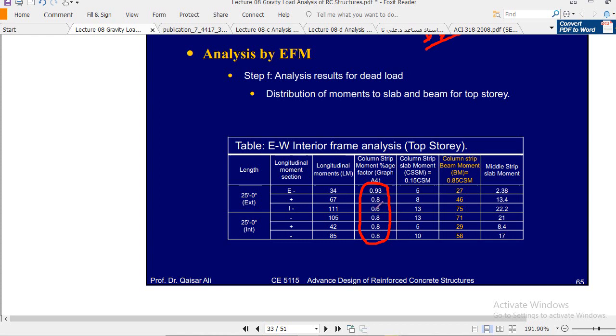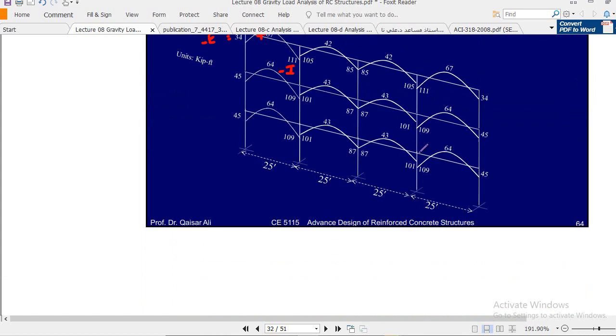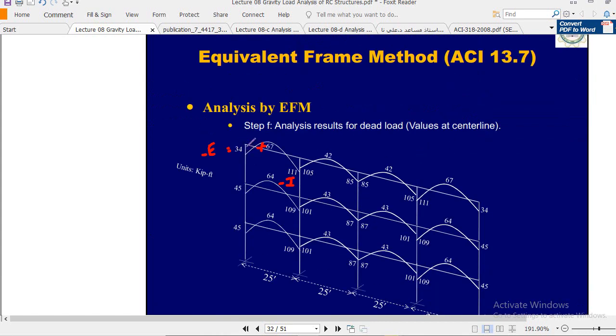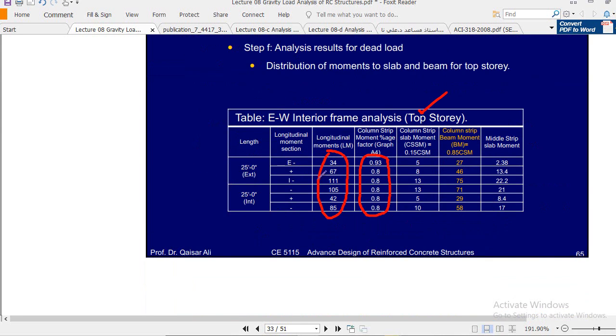Clear? Now you see these moments. These moments are from your moment distribution table. This is basically for the top story, remember. From the top story you just pick these points: 34, 67, 111, only the maximum one, and then this 42. So you just show those moments right here, for exterior negative and positive.